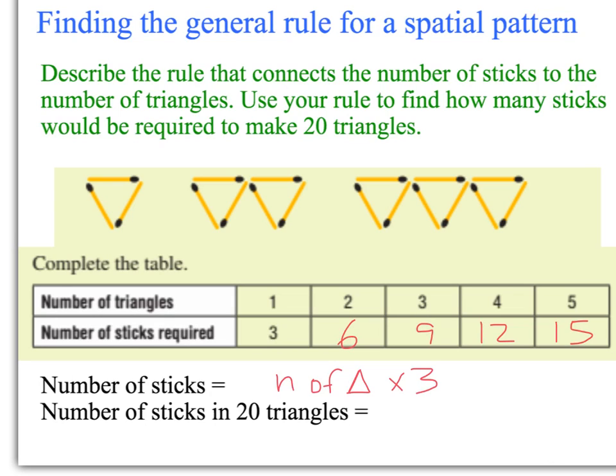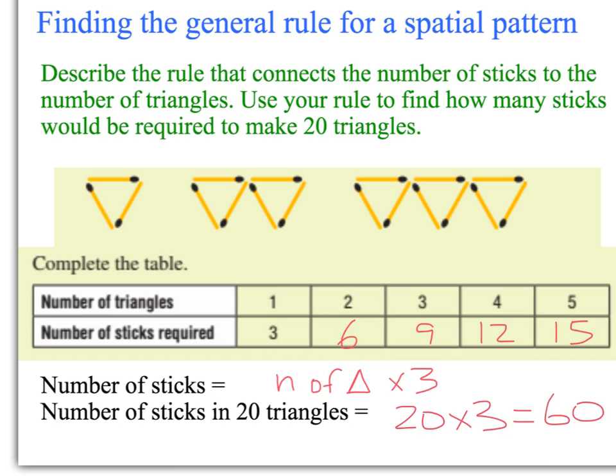Okay, so therefore, if we apply the rule, so the rule is the number of triangles times 3 equals the number of sticks. So therefore, if you've got 20 triangles, so the number of triangles is 20. 20 times 3 equals 60. So you'll need 60 sticks to make 20 triangles.